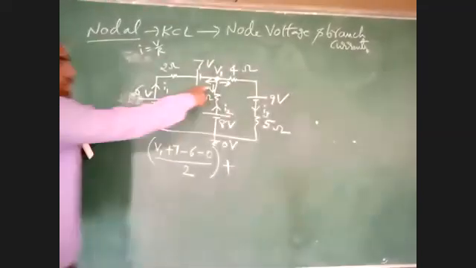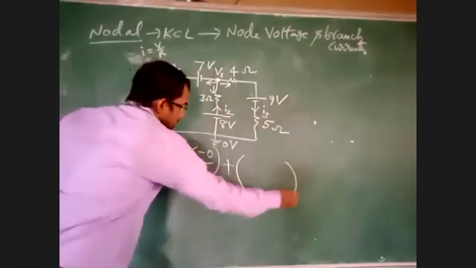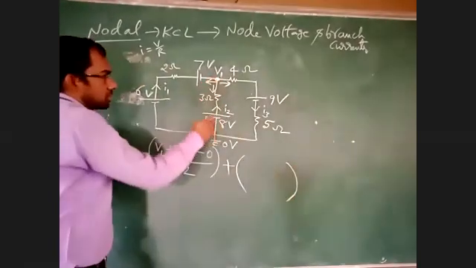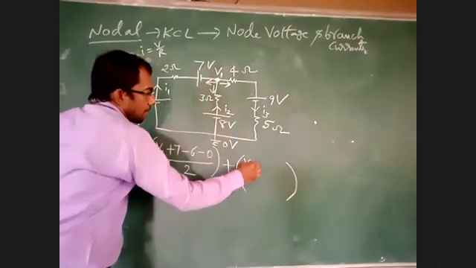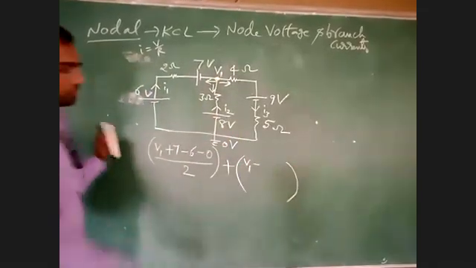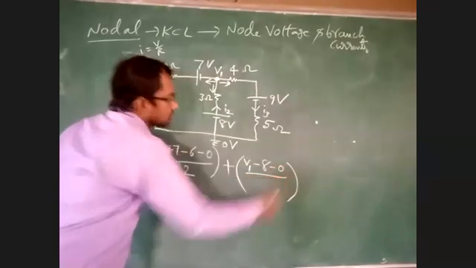Now come to the second branch. V1 minus 8, minus 0, divided by 3.